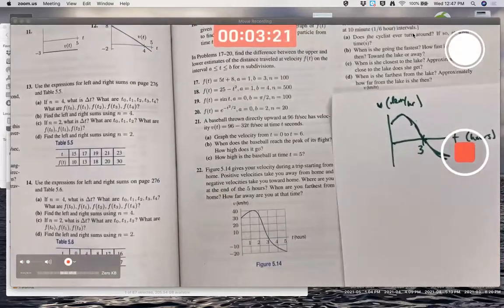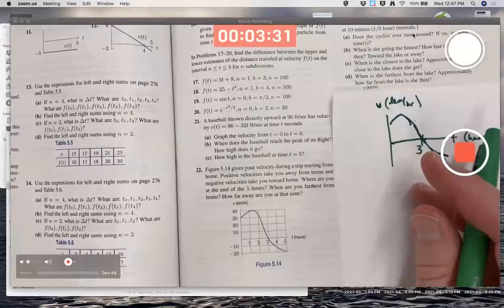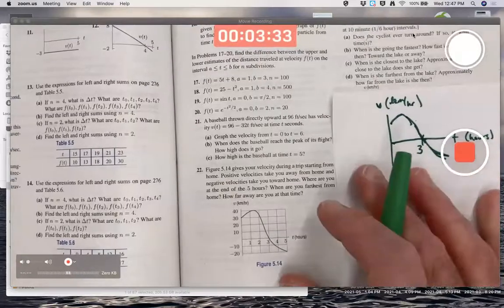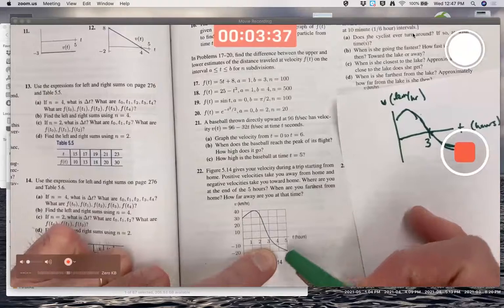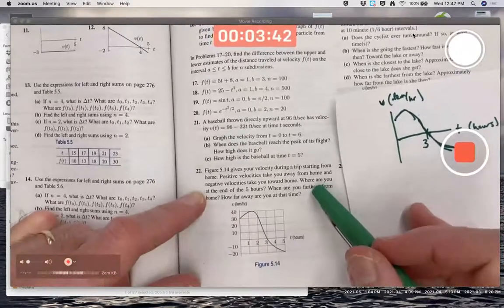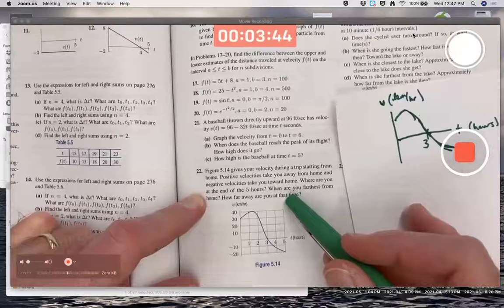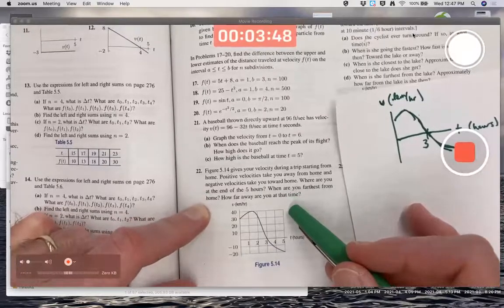Whichever direction that happens to be, whether it's east, west, north, south, it doesn't matter. It actually even doesn't matter if the road curves. They're just velocities that are taking you away from home, and negative velocities are taking you back toward home between time 3 and time 5. Question is, where are you at the end of the 5 hours? When are you farthest from home, and how far away are you at this time?